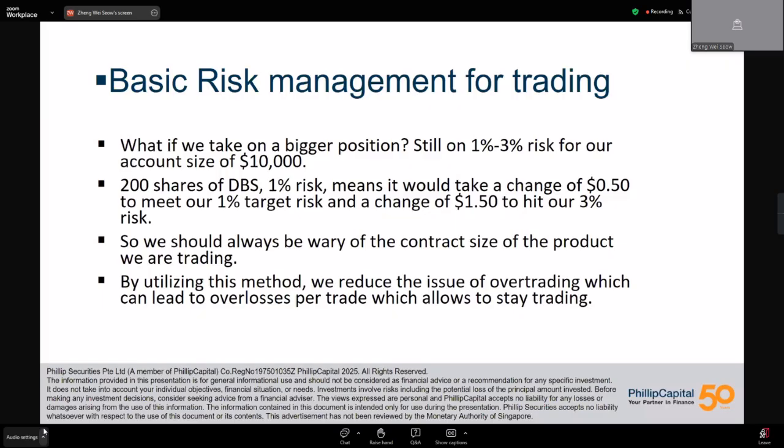So understanding the size of our account is one thing, but understanding the contract size, or the amount of contracts we purchase, is on the other hand a bit more important. Take it as a reference to how much risk we're taking on. We want to reduce the issue of overtrading, which can lead to overlosses, every time we take a trade.